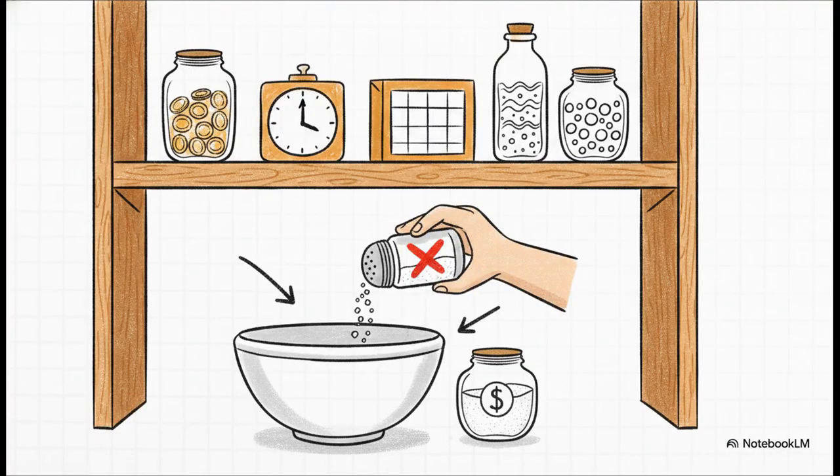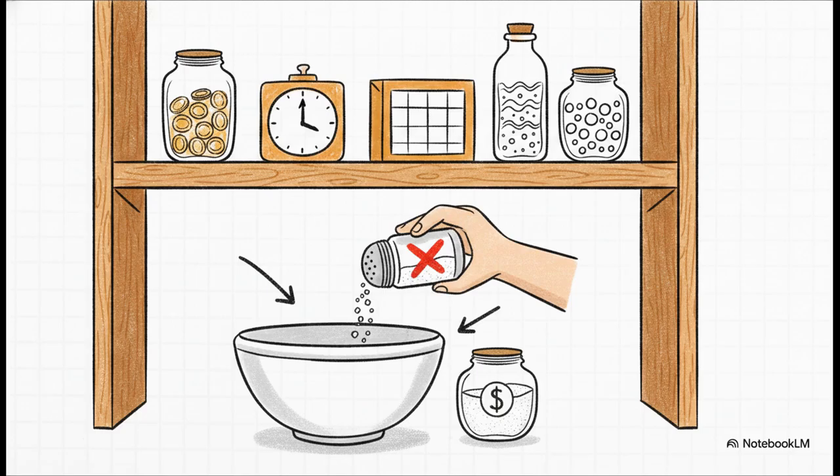So before we even think about turning on the stove, we've got to look in the pantry to see exactly what we're working with. Why? Because Excel handles different types of ingredients in completely different ways. This is our foundational pantry checklist. In Excel, you've got numbers, text, dates, time, currency, percentages, and logical values, which are basically just true or false.